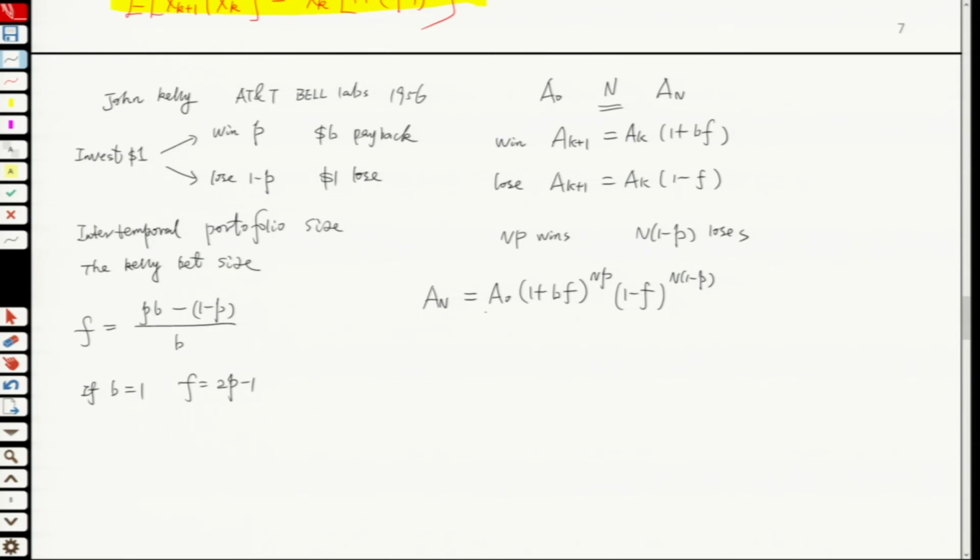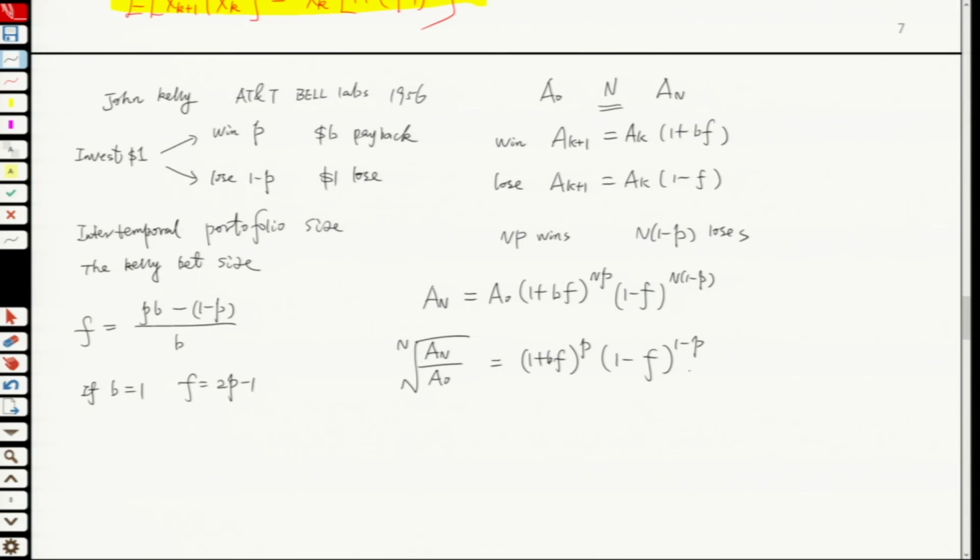So let's move this A0 to this side. This becomes AN over A0, and then let's take the nth root. This equals (1 plus BF) to the power P, times (1 minus F) to the power (1 minus P). Agree? This is what we got. But we want to maximize our return on AN. So what do we do? We want to find the F star that maximizes this AN.